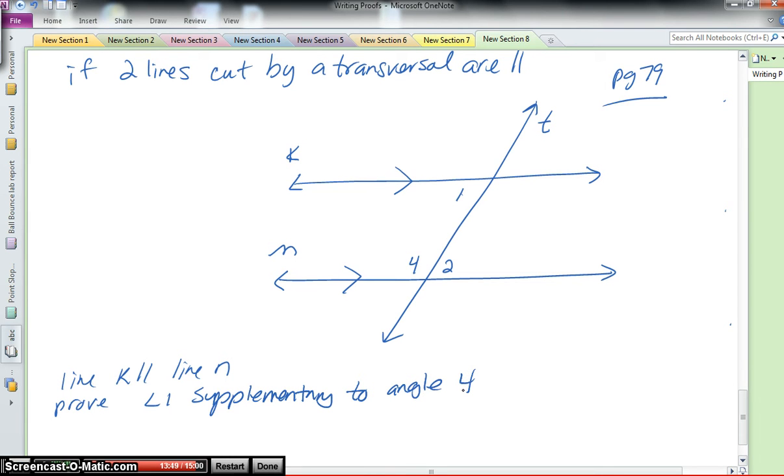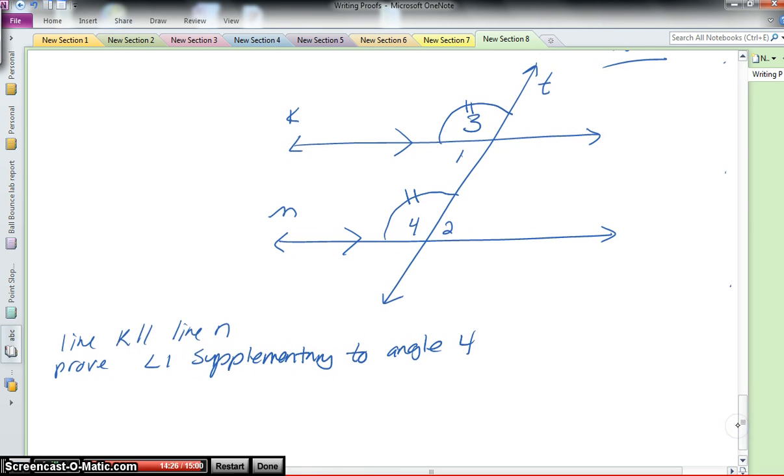Well, what do we know? We know that angle 1 is supplementary to, let's call this angle 3. We certainly know that. And we know that angle 4 is congruent to angle 3. So if angle 1 is supplementary to angle 3, but angle 4 is congruent to angle 3, then angle 4 has to be supplementary to angle 1.